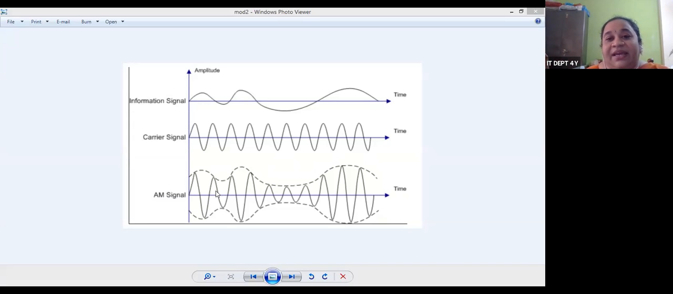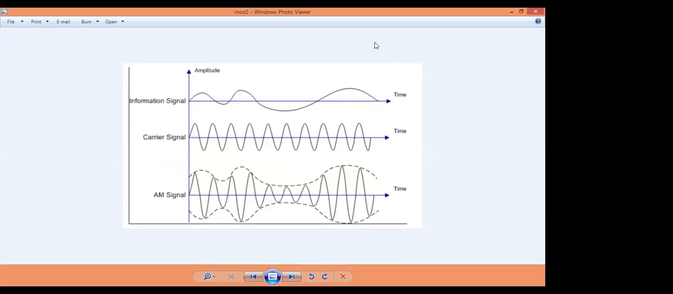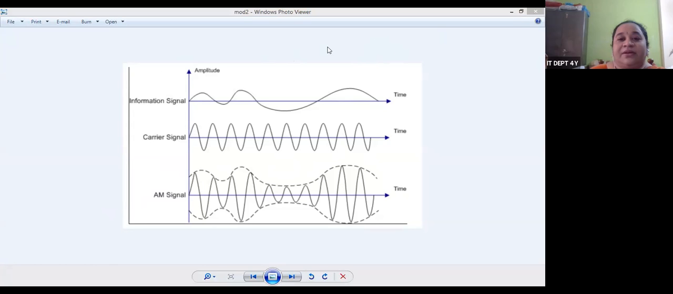I think I am clear with this picture, whatever we discussed in the last class or yesterday's class. Isn't it how the amplitude is going to be varying? Is it clear for you? Yes, ma'am. Right. Now I'll move to another modulation.